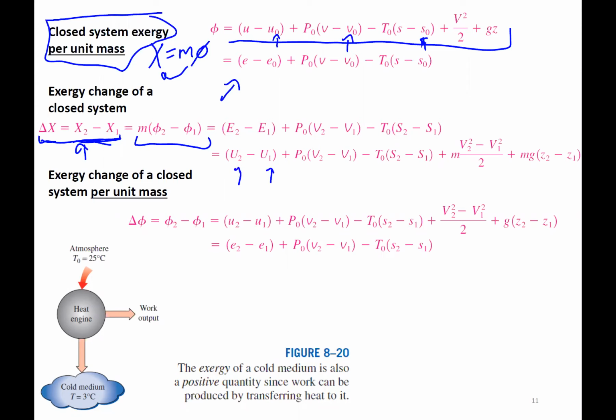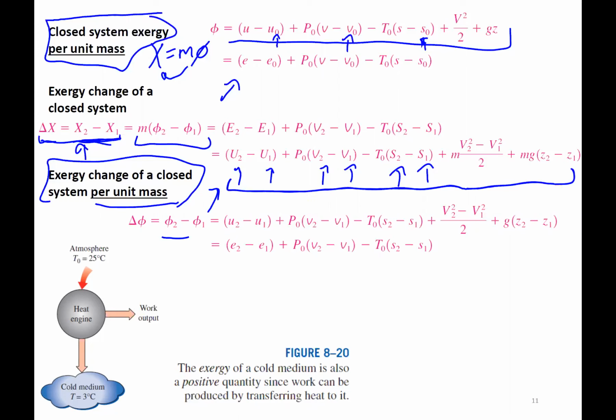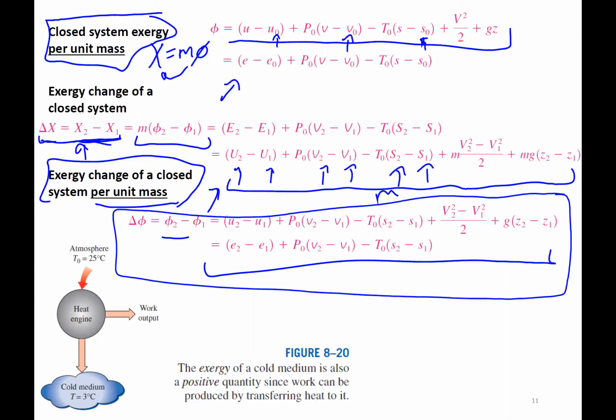state 1 and 2's internal energies and volumes and entropies. So it's easier, with less lookups or dealing with the properties. Here's the per unit mass of the change, just dividing this above by mass, we get this. So I recommend using this whenever you can, and not this one, just because it's quicker.